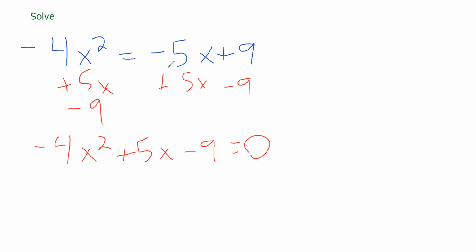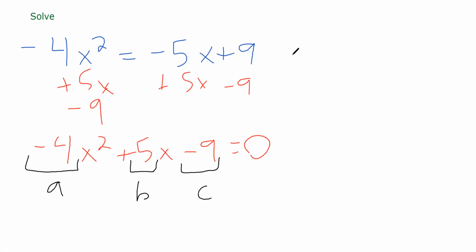Now everything's on the same side of the equation, everything's kosher, and that's just great. What we can label here, this is our a. It's the coefficient of the x squared term, so it's negative 4. This is our b. This is our c. A, B, C, it's easy as 1, 2, 3.